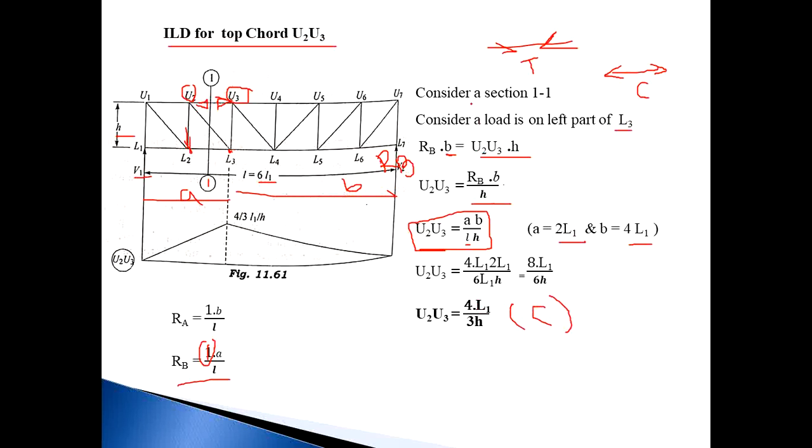Once again I repeat: away from the origin it will be tension and towards the origin it will be compression. Whatever the compression value, plot it on the upper side of the baseline, and whatever the negative or tension value, plot it on the bottom side of the baseline. Understand? Okay, next.